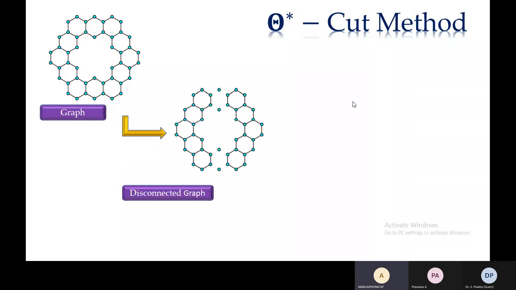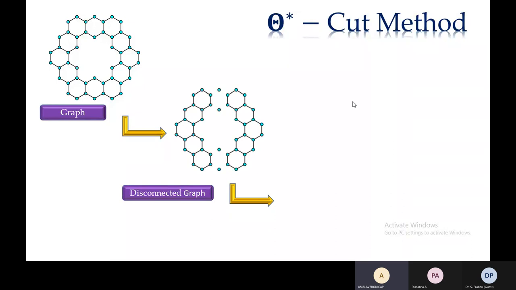So how many edges are removed from the graph to get this quotient graph? There are 2, 4, 6, 8 edges removed. The removal of these 8 edges turns your graph into 1, 2, 3, 4, 5, 6 components, in which the left component and right component are isomorphic, and the middle component will give you a single vertex with no edges.